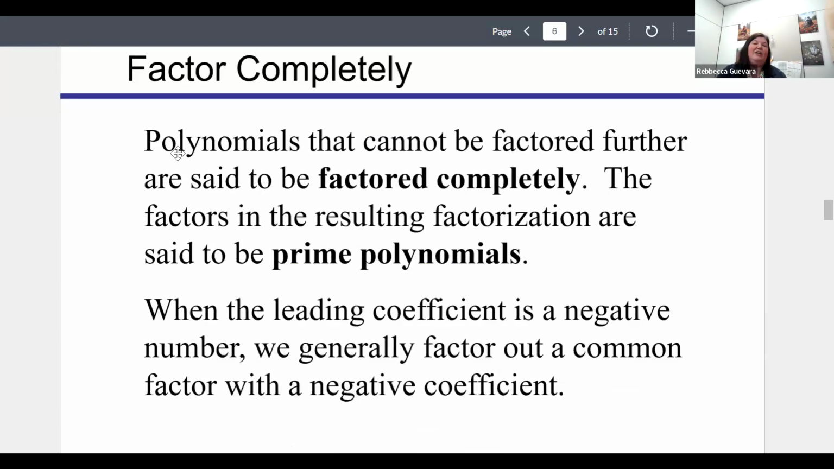So when we say something is factored completely, that means we can't factor any further. If we hit a point where I cannot factor out anything other than 1, then we have factored completely. So the last 2 cases, yeah, we factored those completely. The factors in the resulting factorization are said to be prime polynomials, which means they cannot be factored further.